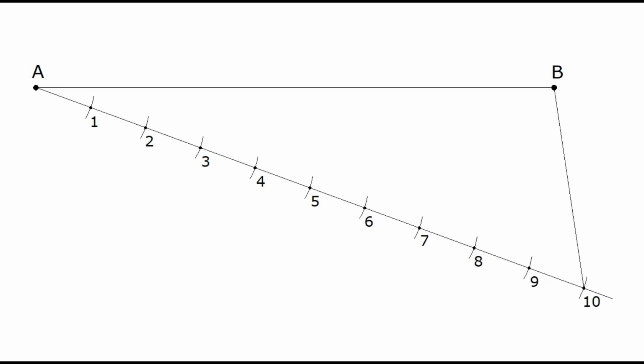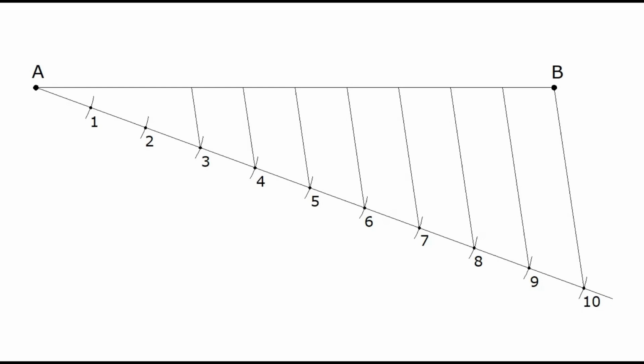Join this last divisional point of the inclined line with the other endpoint of line AB. Now parallel to this line, draw lines through all other points. Thus, line AB gets divided into equal number of parts.